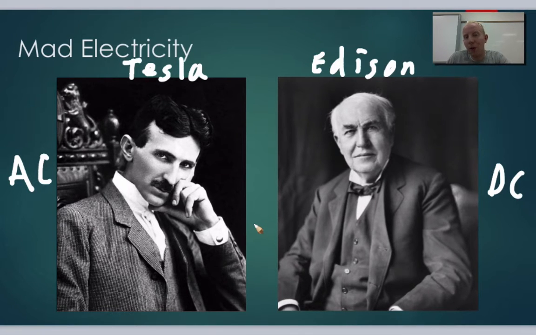Now, let's talk about why the current war starts. Keep in mind, Edison is about 30 years older than Nikola Tesla. Edison invents the light bulb when he's young, does all these great things with electricity, and comes up with a lot of inventions. He's kind of this scientific hero, and does a lot of great things for electricity.